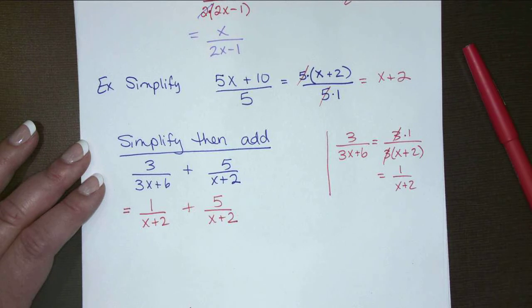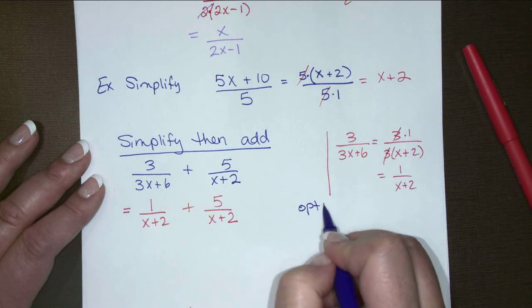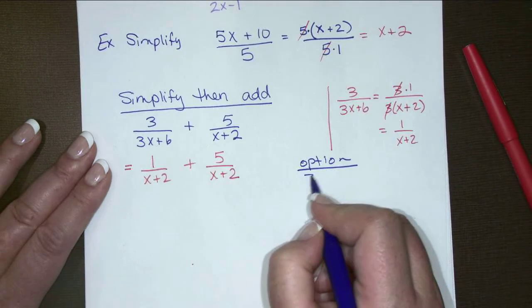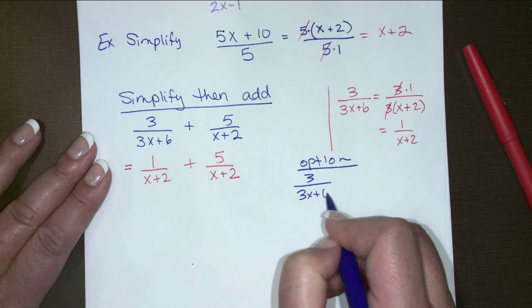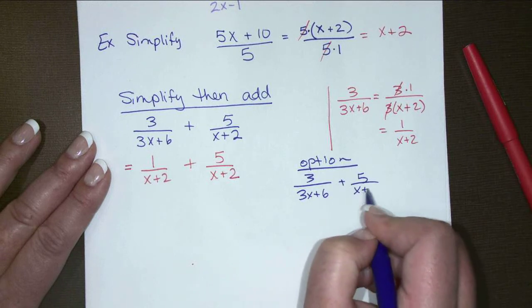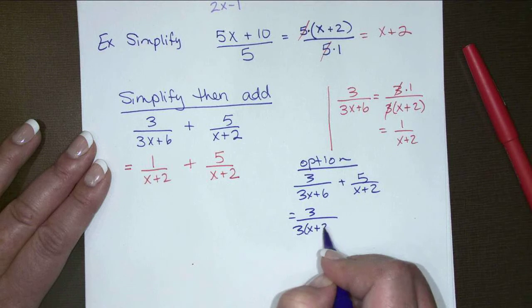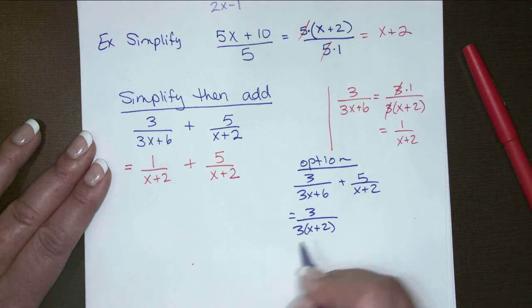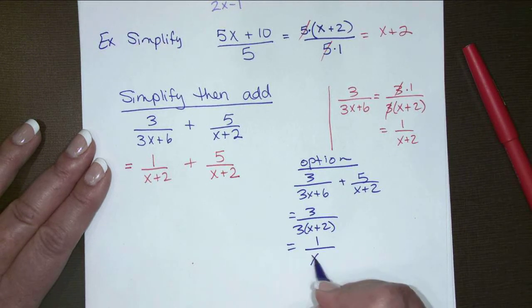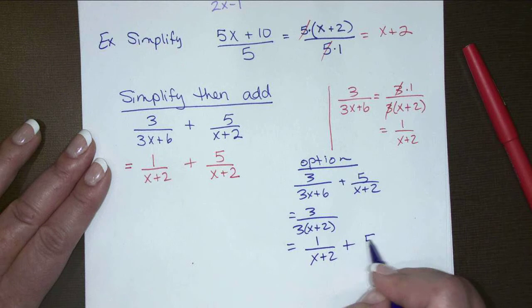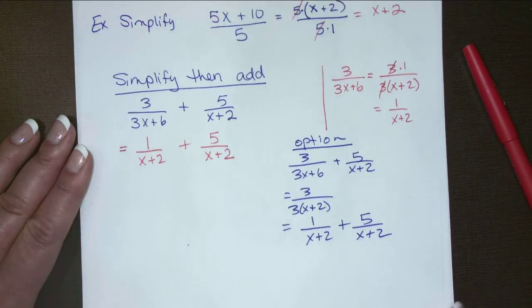Yeah, the other option is this. All right, I've got 3 over 3x plus 6 plus 5 over x plus 2. I'm going to simplify this first one, so I need to pull out a 3, and then those cancel, and then I need to add this, and now you get your whole question marked wrong.